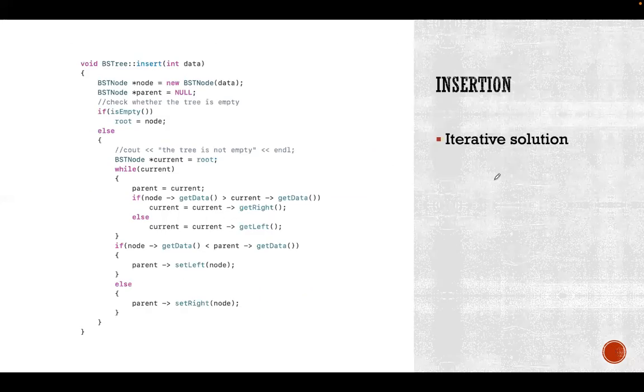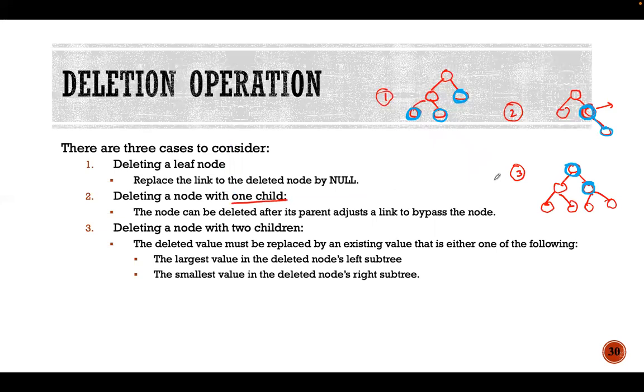Now we're going to talk about our third option. So the first option was no child. Second option was we have only one child. So the third option is that when we have two children. Okay, so a node can have actually two children. So for example, this node, and this node, all of these nodes have two children, and in that case actually it is slightly more complicated. Okay, so the deleted value must be replaced by an existing value that is either one of the following.